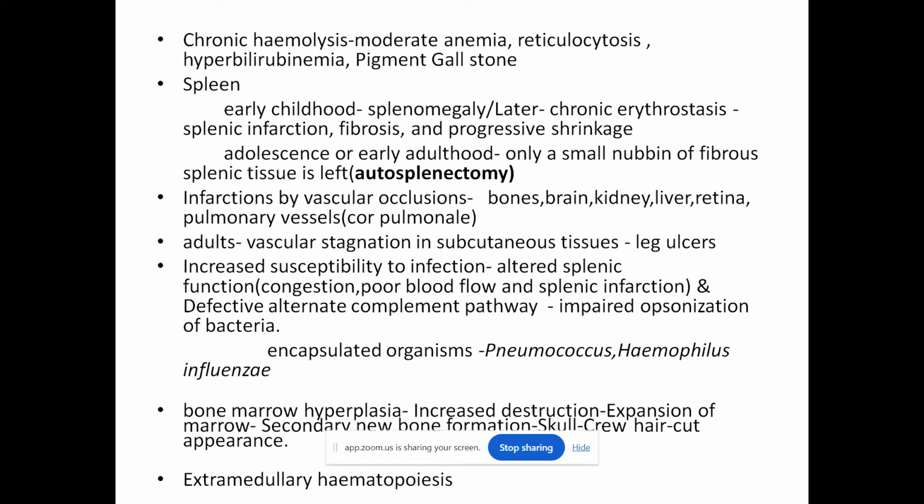Coming to the bone marrow, there will be bone marrow hyperplasia, and these increased marrow cells will destroy the bone and produce an expansion of the marrow cavity. This expansion will produce new secondary bone formation. This produces an X-ray appearance of a crew haircut appearance in the skull.